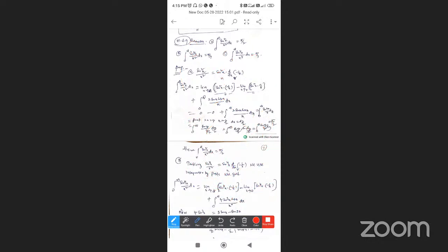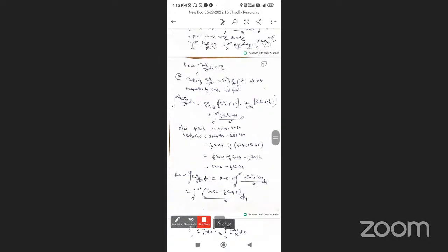This result of sin y by y is pi by 2. Hence, the value of part A, 0 to infinity sin square x by x square dx, is equal to pi by 2. That is the answer.